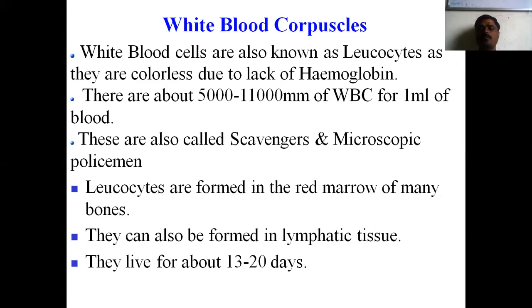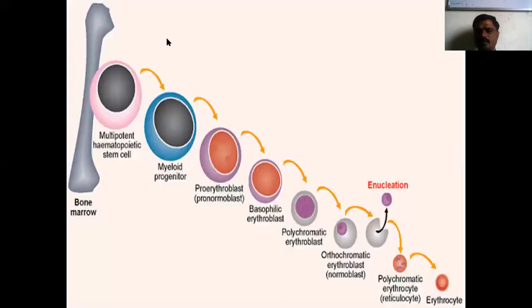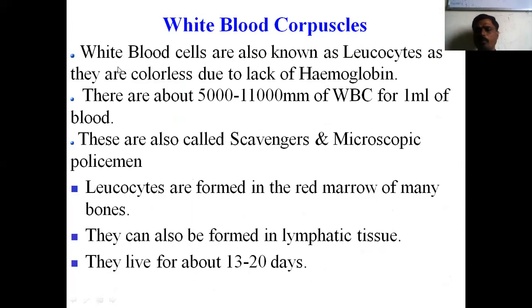So leukocytes are formed in the red bone marrow. I showed you that this is the formation in the red bone marrow, because bones are the producer of white blood cells. They can also form in the lymphatic tissue. The lymphatic tissue is related with our circulatory system. They live about 13 to 20 days, only a fraction of the lifespan of the RBC. RBCs have a lifespan of about 120 days.